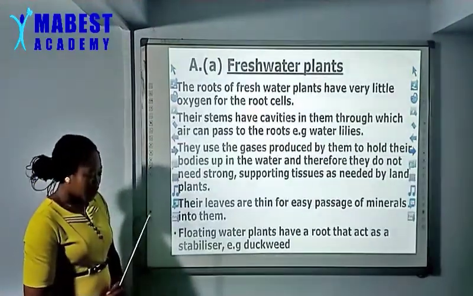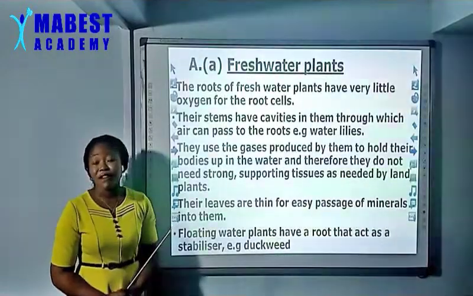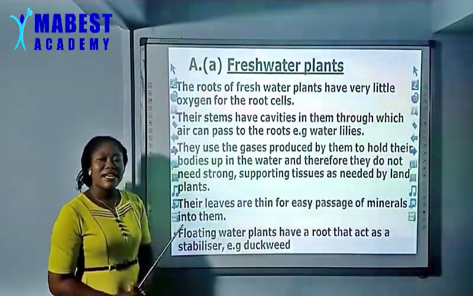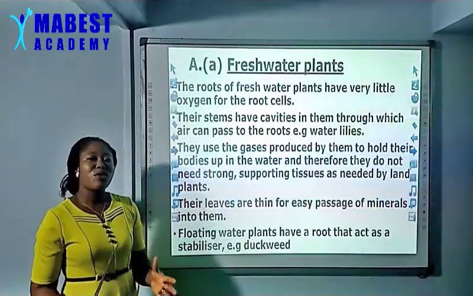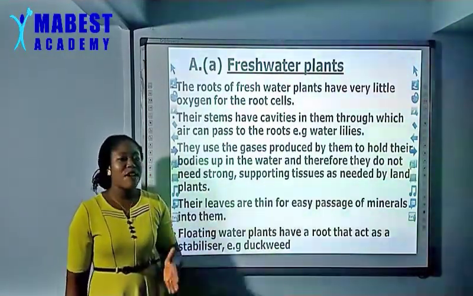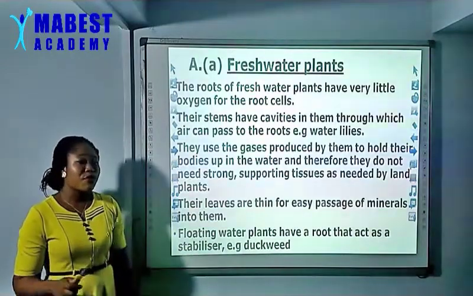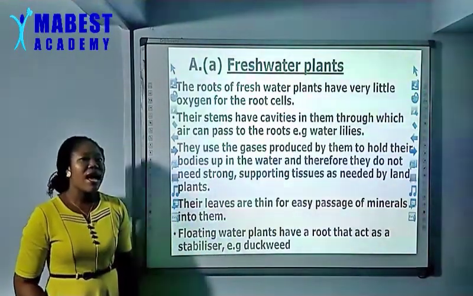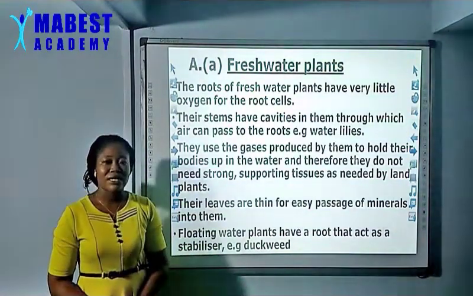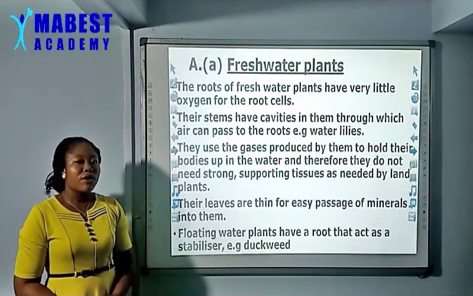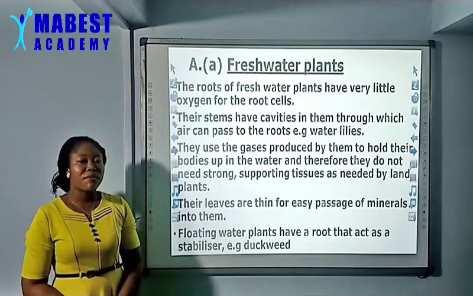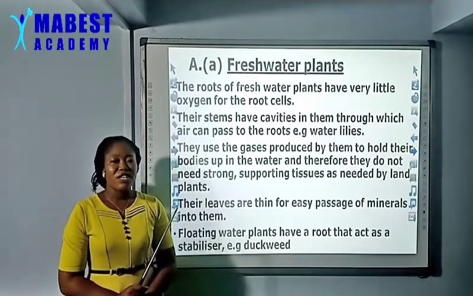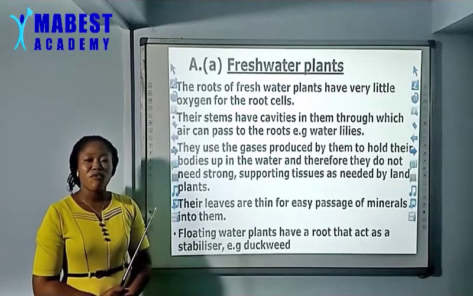Now, the first one we'll be looking at are plants that are found in freshwater habitats. Plants, generally, are made up of different parts. We have the fruits, the stem, the roots, and several other parts of the body structure of the plants. But the roots are what they use for absorption of water.